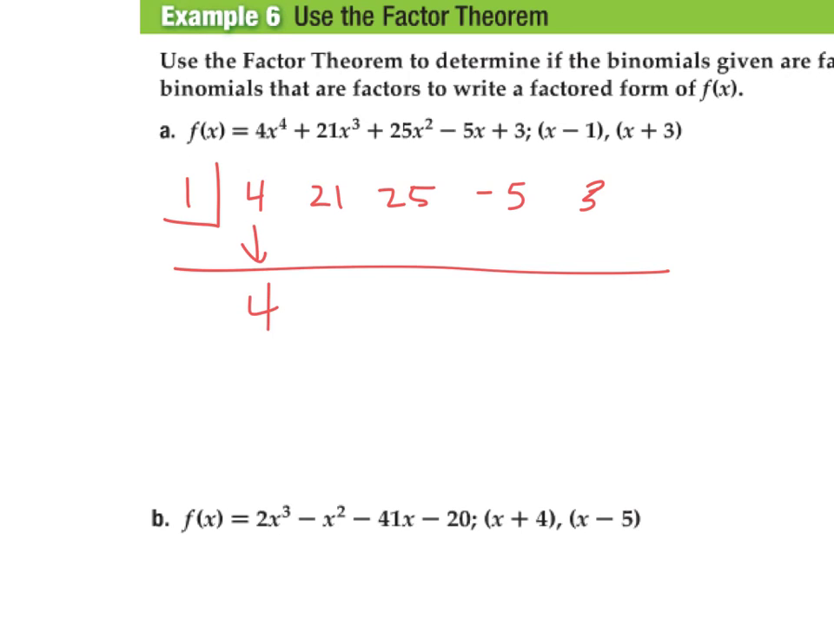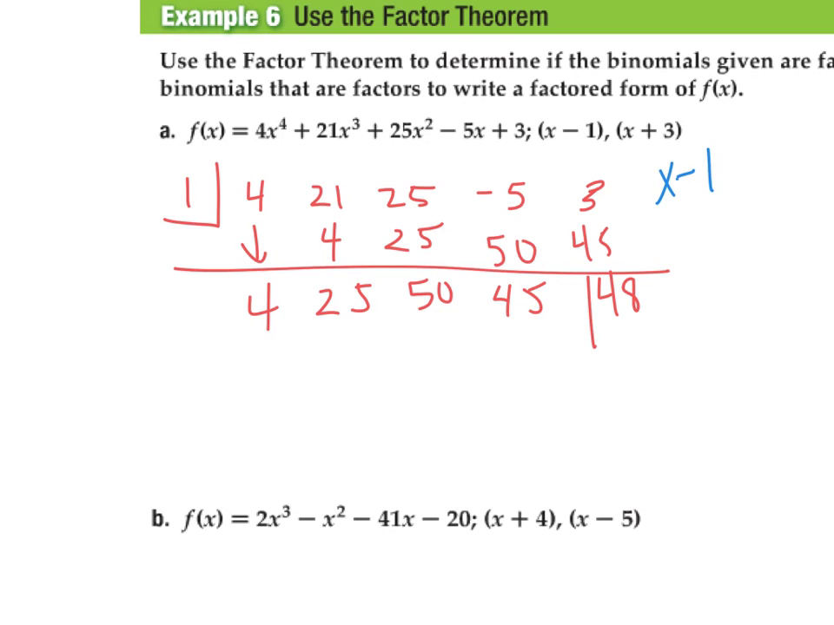I'm going to bring down the 4. 1 times 4 is 4, and then you add the columns, so that's 25. 1 times 25 is 25, and then I add that column, I get 50. 1 times 50 is 50, and then I add that column, I get 45, and 48. That's my remainder. What that tells me is that x minus 1 is not a factor of the polynomial because I have a remainder of something other than 0.